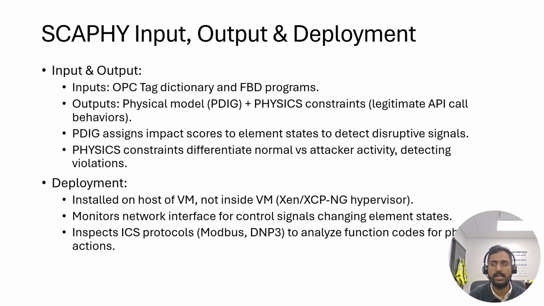And how they deploy it is they have it on the VM host. In this case, they use XCP-ng as the hypervisor, so they install it at the hypervisor level. They monitor the network interface for SCADA control signals that will change element state. They can do this by inspecting the ICS protocols, many of which are unencrypted, oftentimes easily recognized by most software like Wireshark, for example. Network analysis software can differentiate, let's say, Modbus read registers versus write registers. So they're able to inspect these protocols and analyze traffic.